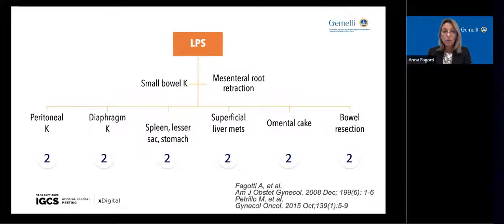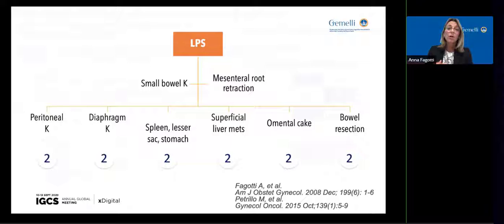Then we assess, of course, diffusion of disease, including presence of peritoneal carcinomatosis, diaphragmatic carcinomatosis. We assess the disease in the upper left quadrant, spleen, lesser sac and stomach, superficial liver metastasis, omental cake, and the need of bowel resection except for anterior rectal resection. We have published some papers where we describe how to properly assess the positivity or negativity of these variables during laparoscopy.